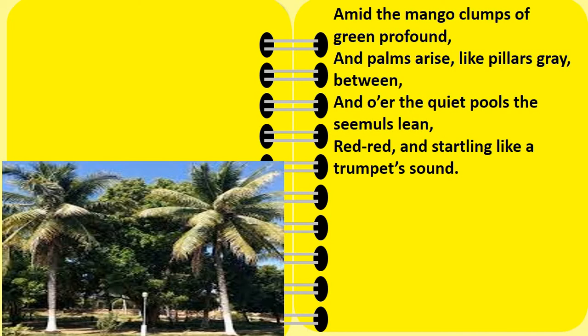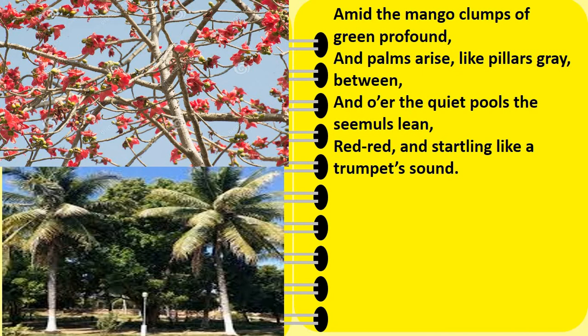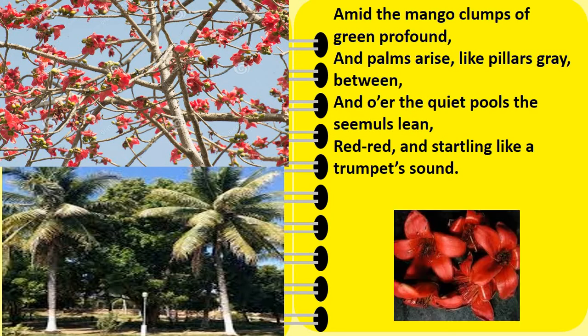And over the quiet pools the seamals lean, red and startling like a trumpet's sound. So this is a seamal. It is a silk cotton tree. These flowers, which are found in Bengal, in Calcutta also, are called simals. They are leaning near the quiet pools. It looks like a trumpet, and also it sounds like a trumpet, she says.